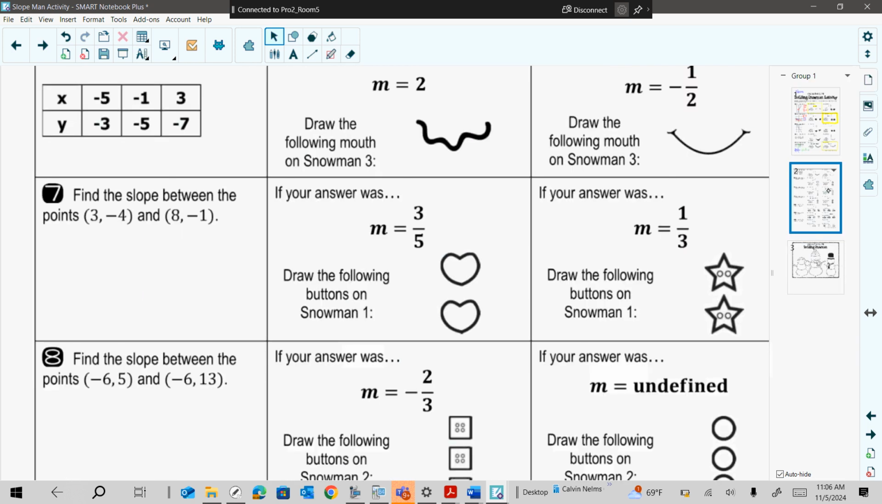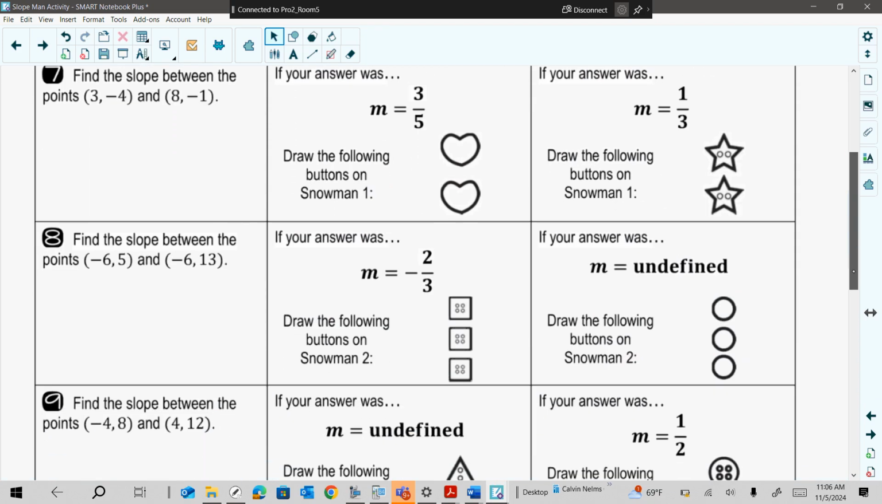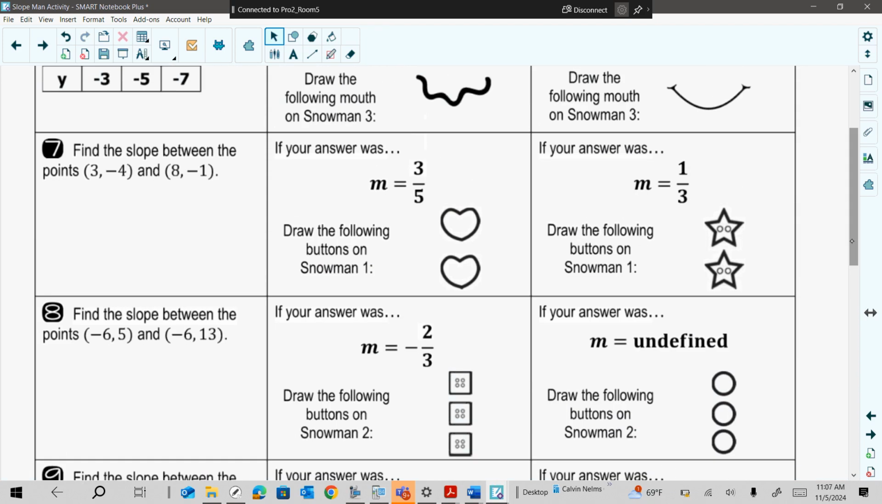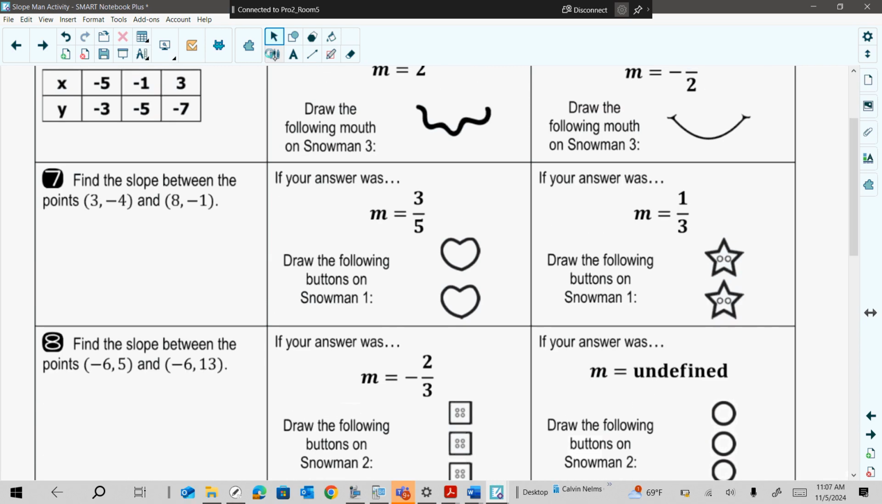Go to the back of your worksheet. There's another table. Look at number 7 here. 7, 8, and 9 are giving you points. You have to recognize this: 3 is your x1, negative 4 is your y1, 8 is your x2, negative 1 is your y2.